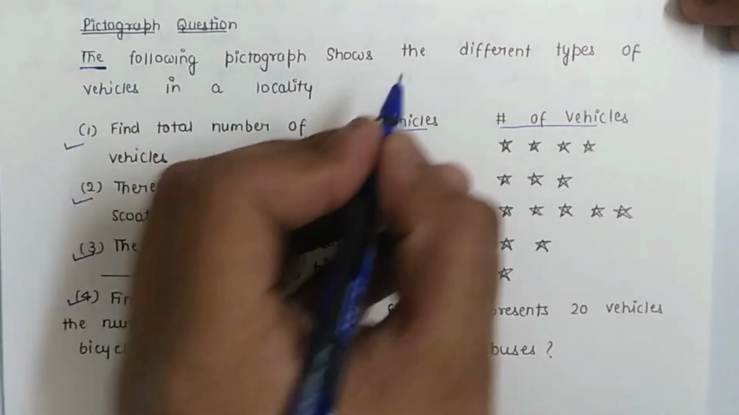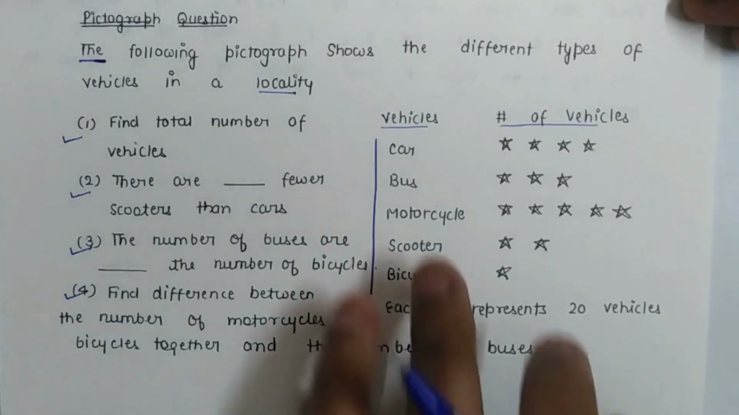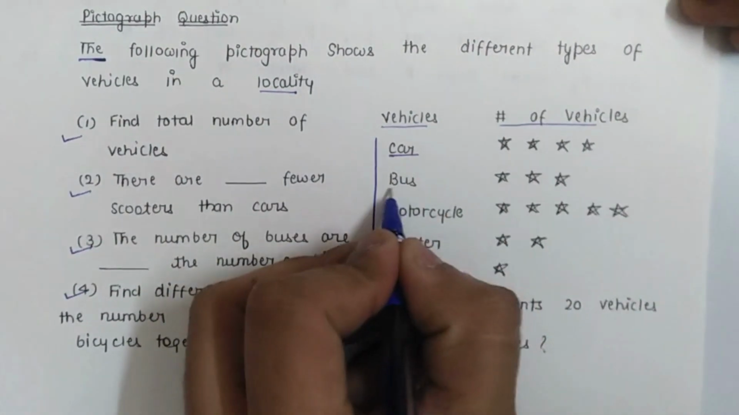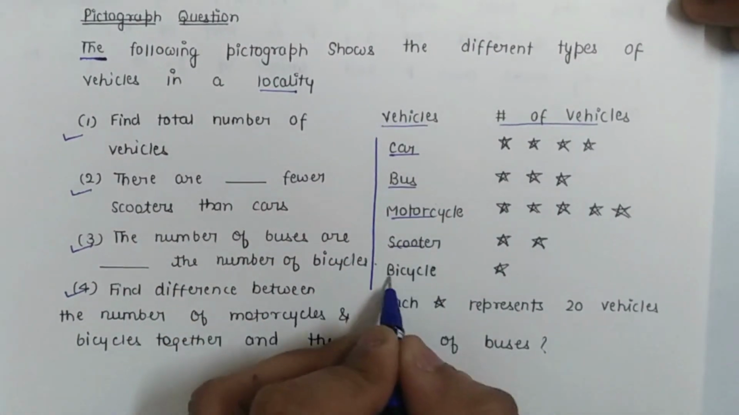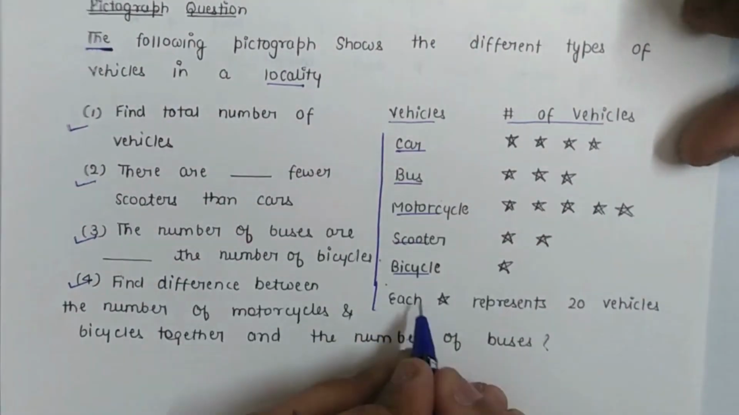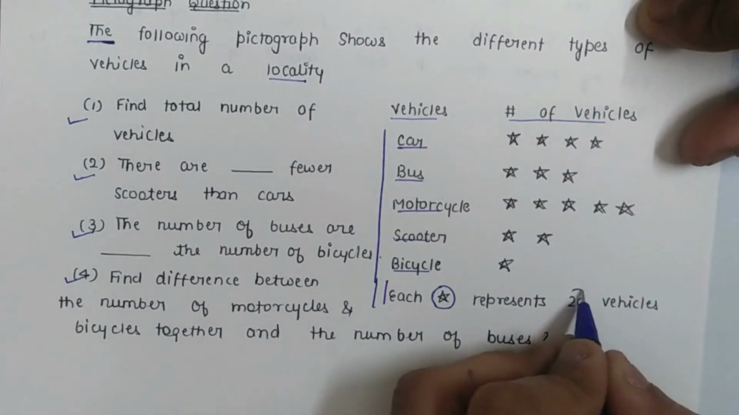The following pictograph shows the different types of vehicles in a locality. Basically there is a locality in which different types of vehicles are present, like car, bus, motorcycle, scooter, bicycle. And this piece of information is also given: each star represents 20 vehicles.